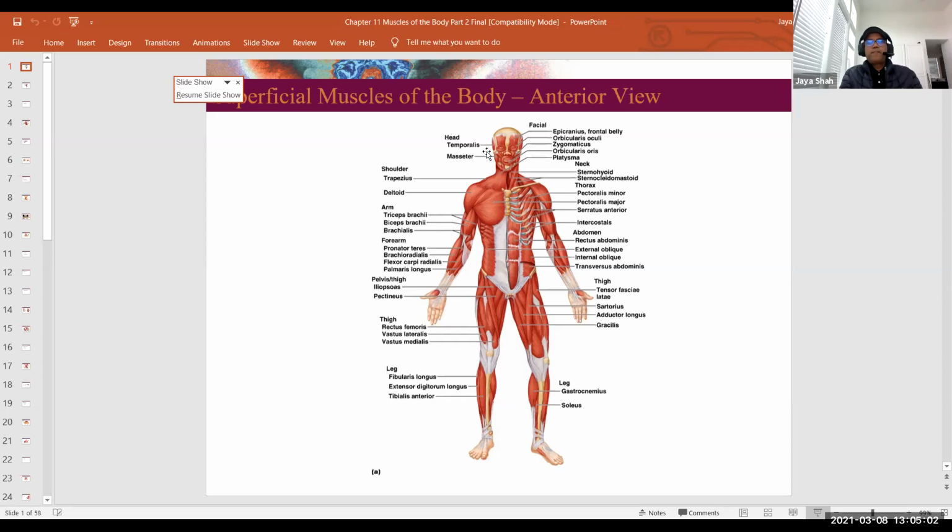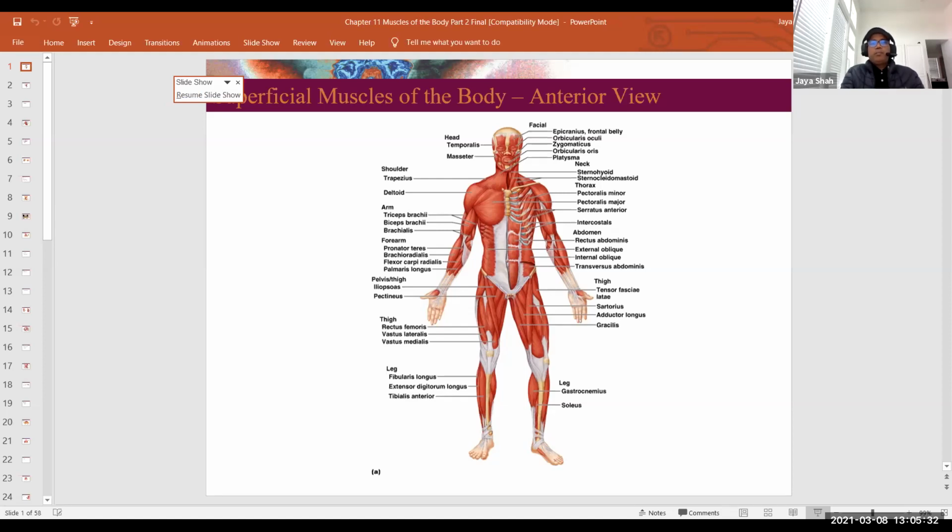Here we have the temporalis, masseter, orbicularis oris, zygomaticus, and orbicularis oculi. So orbicularis muscles are like orbit. And if they are around the eye, then we call them oculi. If they are around the mouth, then we call them oris.